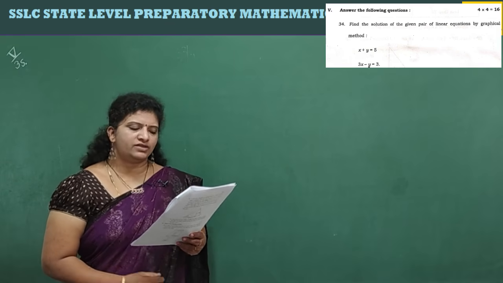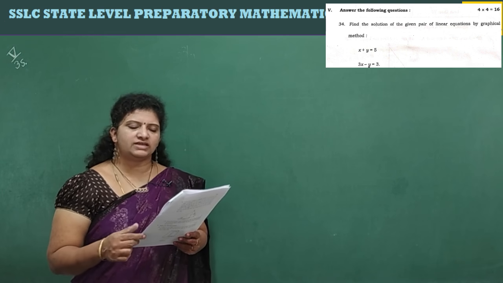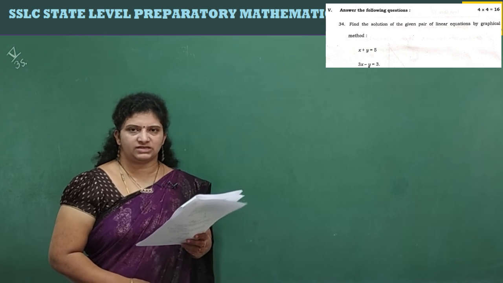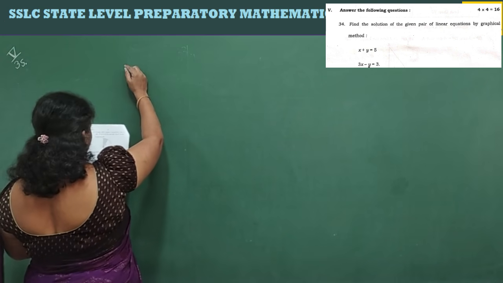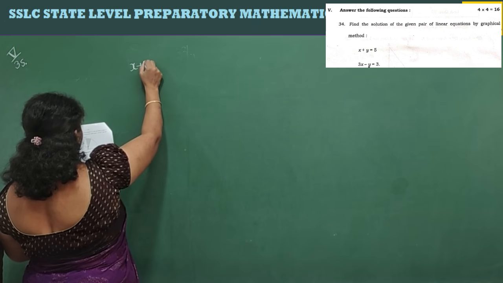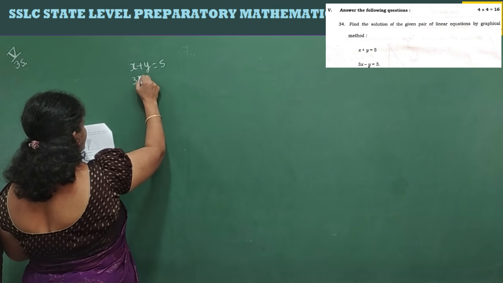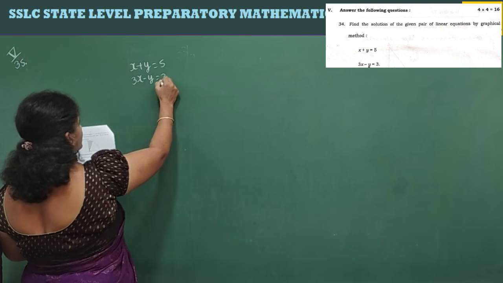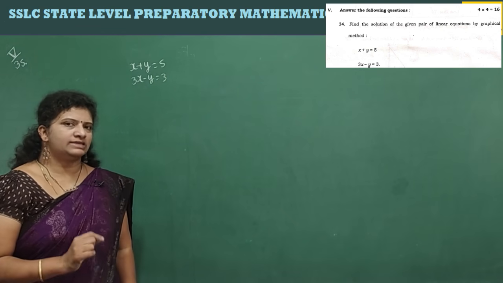The main section is answer the following questions. In this, you will be having 4 questions. Each carries 4 marks. 4 4s are 16 marks. 34th question: Find the solution of the given pair of linear equations by graphical method. x plus y is equal to 5. 3x minus y is equal to 3. Right? Solve the 2 equations graphically.